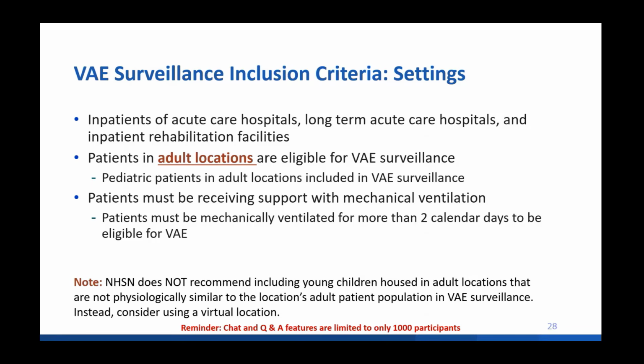And next, we'll be talking about the inclusion criteria for VAE surveillance. The settings for which VAE surveillance are performed are for inpatients of acute care hospitals, long-term acute care hospitals, and inpatient rehabilitation facilities. VAE surveillance is location-based. Only patients in adult locations are eligible for VAE surveillance, regardless of the patient's age. So pediatric patients in adult locations would be included in VAE surveillance.